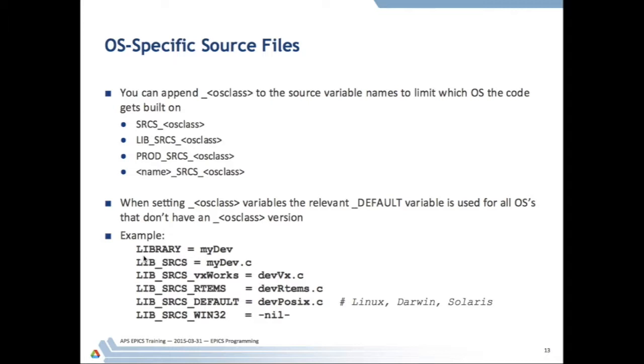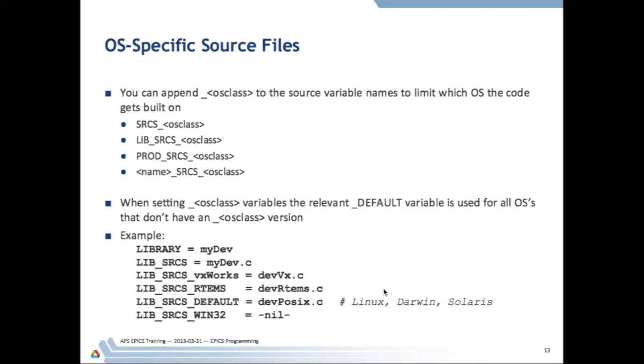So here's an example that may help that. I'm building a single library, mydev. On all architectures I want mydev.c. But on VxWorks, I've got a devvx.c file, so my library on VxWorks will consist of mydev and devvx.c. On RTEMS, instead of the VxWorks one, I have an RTEMS-specific C file. So here, lib source for RTEMS just wants to include that one. I'm not building this for Windows at all. I don't have a Windows version, so it will still compile mydev if I happen to build this on Windows, but there aren't any specific libraries in there.